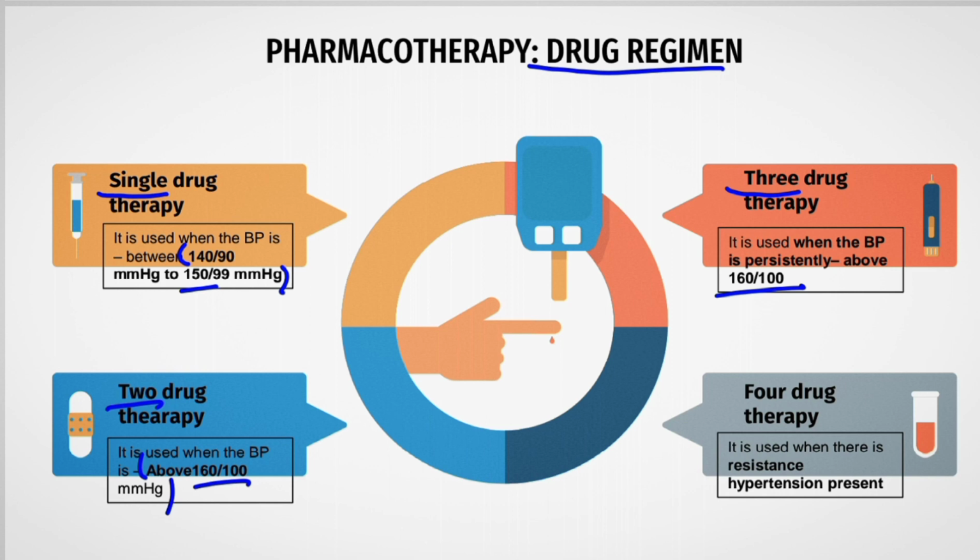When resistant hypertension is present, then we should consider 4 drug therapy. Resistant hypertension is defined when the blood pressure remains above the goal blood pressure despite concurrent use of 3 antihypertensive drugs, and out of these 3 drugs, one of the antihypertensive drugs should be a diuretic.